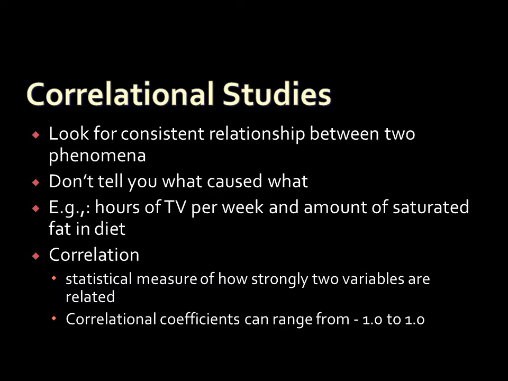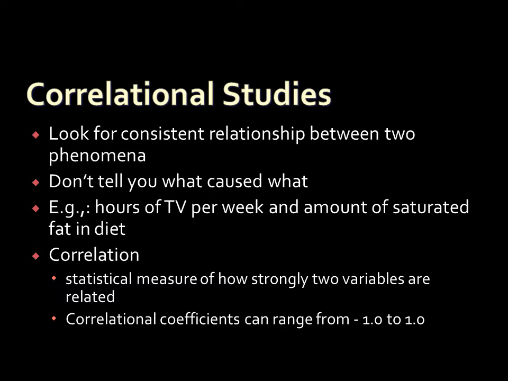In correlational studies, we're looking for relationships between two things. It's not going to tell us which one caused the other. What we want to know is, do two things tend to occur together in some systematic way? So an example here would be, let's say that you had 100 subjects and you wanted to understand the relationship, the correlation between the amount of time people spend watching TV and the amount of saturated fat in their diet.